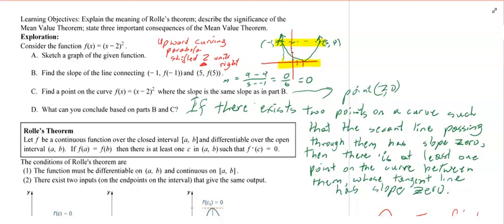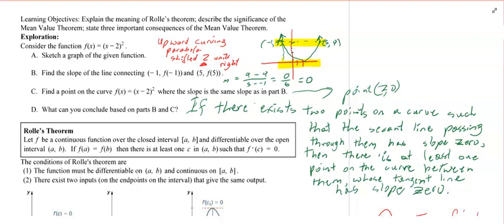Part D, what can we conclude based on parts B and C? Our conclusion would be something like, if there exist 2 points on a curve such that the secant line passing through them has a slope 0, then there is at least 1 point on the curve between these 2 points whose tangent line has a slope 0. This is, in a nutshell, what we've come to know as Rolle's theorem.